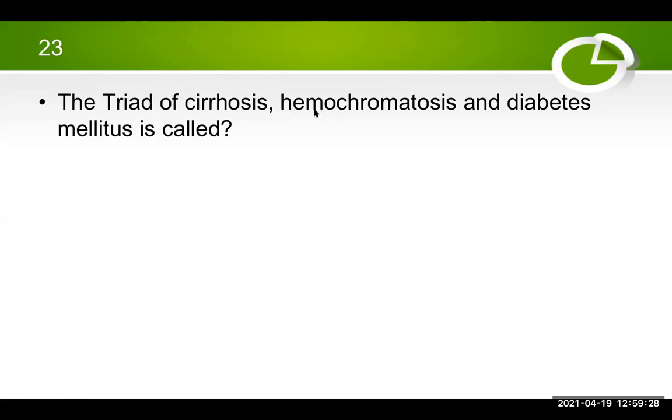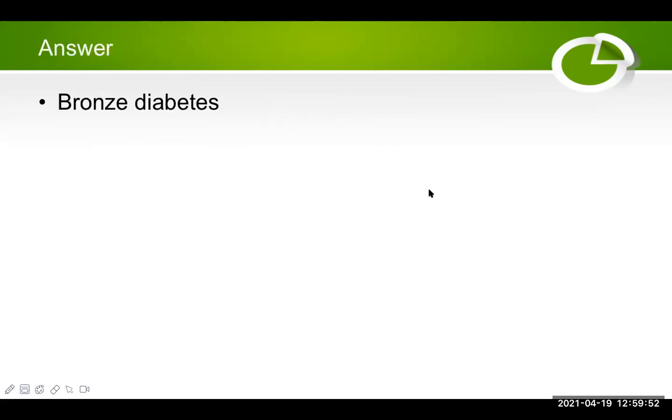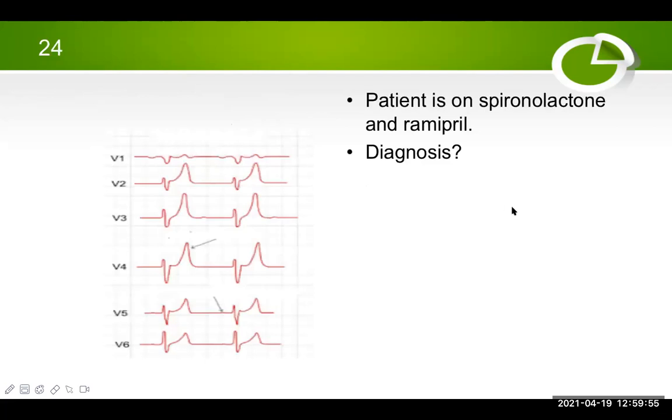This is the abnormal collection of iron in the body, and that iron is damaging the beta cells of the pancreas, which results in diabetes. So the same condition can lead to cirrhosis of the liver also. So when we combine all these things together, we call it bronze diabetes. So this is a common question in different exams. Bronze diabetes. Now this patient is on spironolactone and ramipril together.